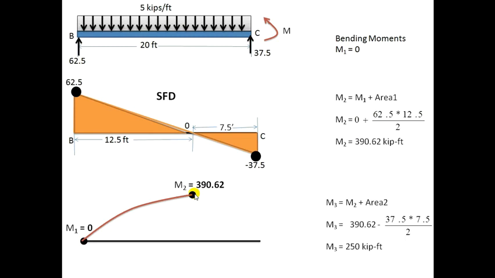And now M3. M3 is equal to M2, the previous moment, plus the SFD area. M2 minus this, because this is downward. So 37.5 into 7.5 divided by 2 will be the shear force area. Subtract this value from the previous moment and I will get the moment at that point. Here the moment will not be equal to 0, but it will be equal to 250, because this 250 moment is transferred from this point C to another member.